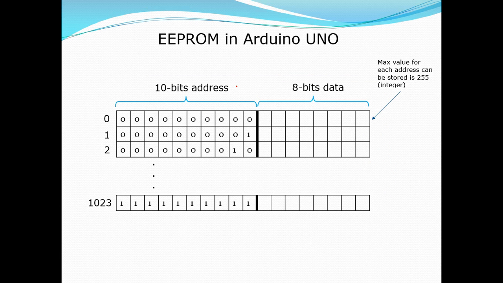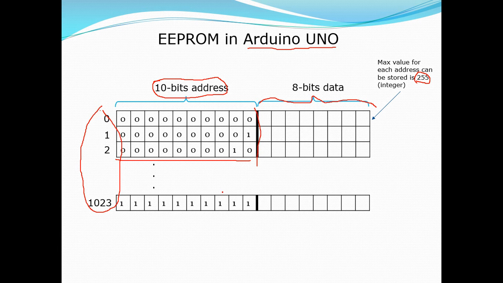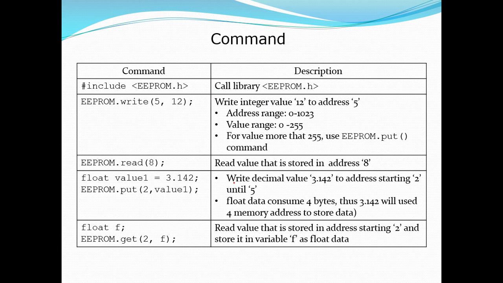This is in Arduino Uno. As you know, Arduino Uno uses 10 bits of address, so the data will be stored in 10-bit addresses. The maximum value for each address that can be stored is 255, so each address holds 8 bits of data. The 10 bits represent the memory address. Okay, this is the command when you want to use EEPROM.